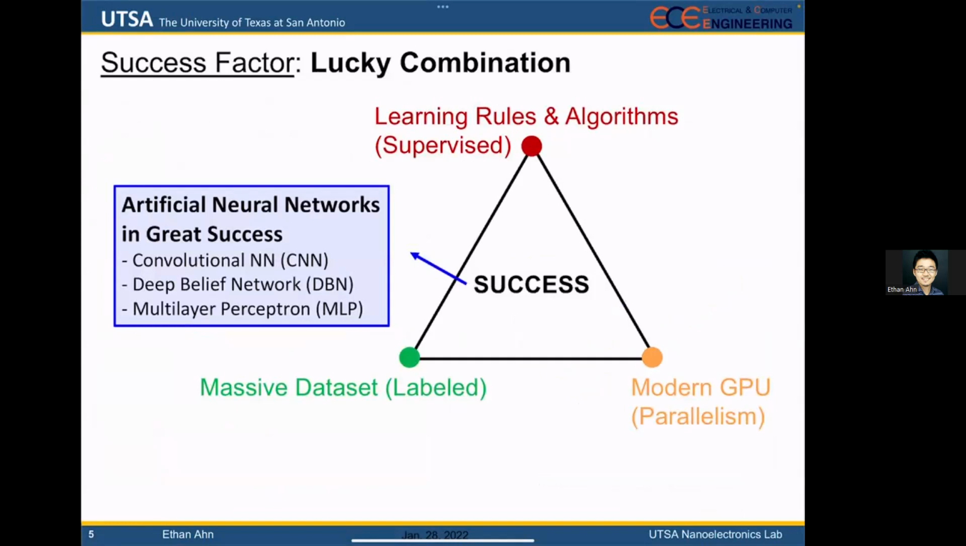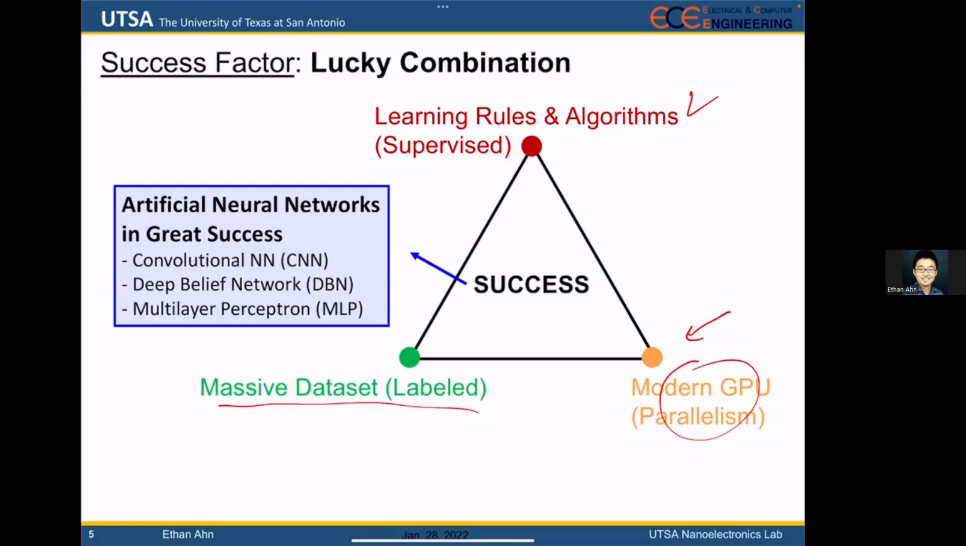So basically, in my opinion, this great success in the field is a direct consequence of a lucky combination of three different parts. In order to keep moving forward in this area, I think we need learning rules and software algorithms, okay? And of course, because we need to train the machine, we need a massive set of data. And when it comes to hardware, currently we are taking advantage of the GPU, because the GPU is much better than the CPU, especially in terms of parallel computation.